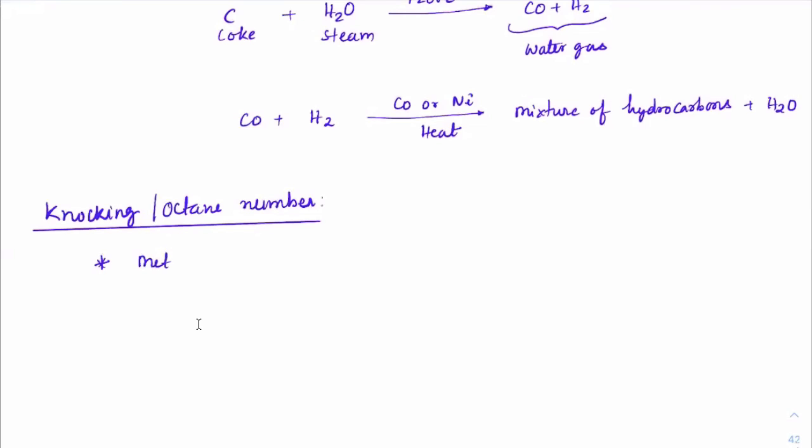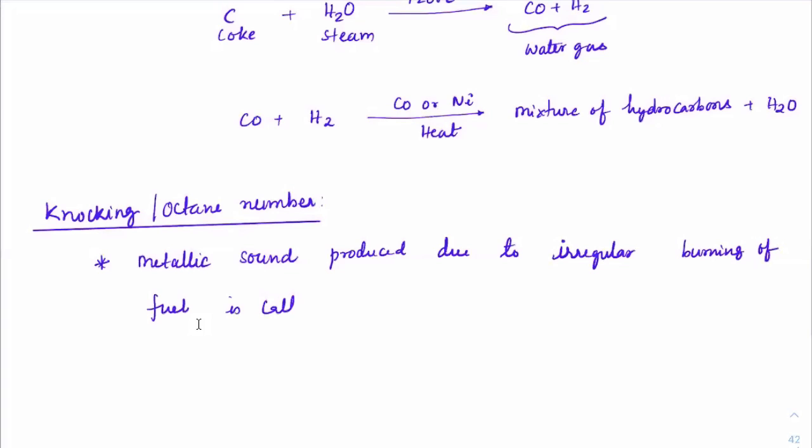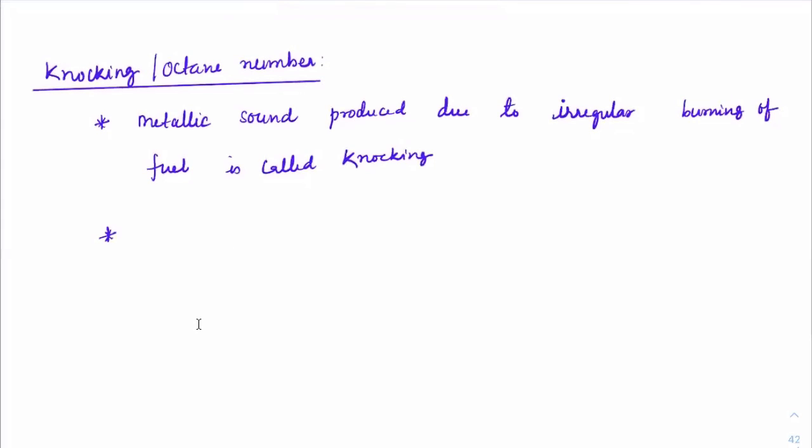Knocking is nothing but that metallic or rattling sound that comes when any fuel engine is on. As soon as you kick the engine, or ignite an engine, you suddenly see a metallic sound that comes. So the metallic sound produced due to irregular burning of fuel is called knocking. So we will use certain anti-knocking agents to reduce this.